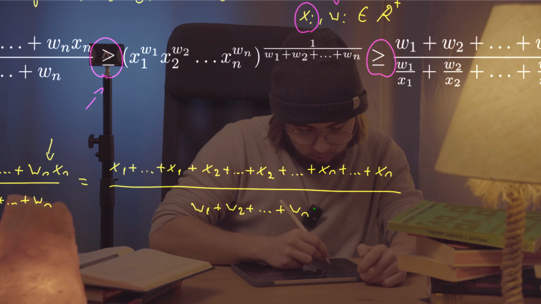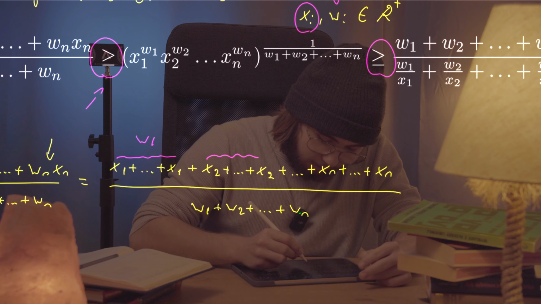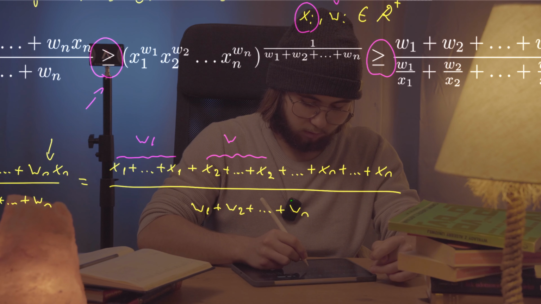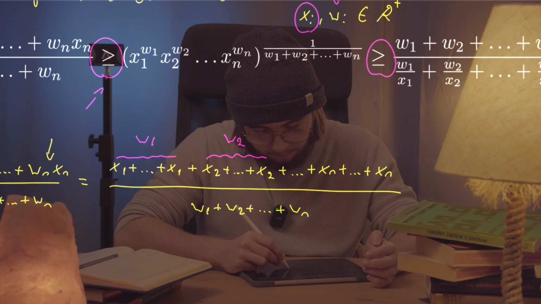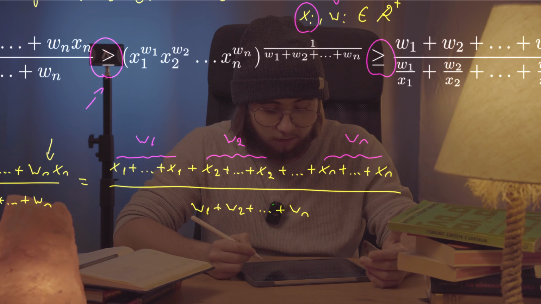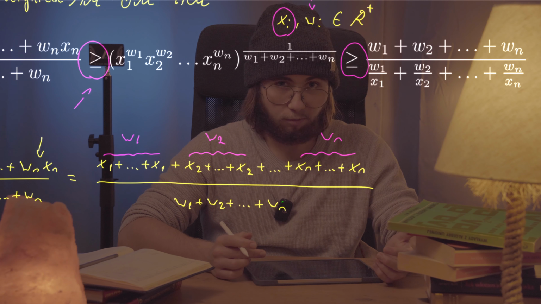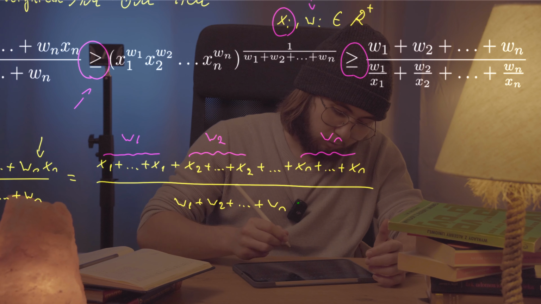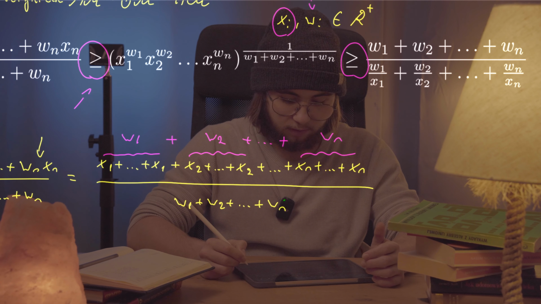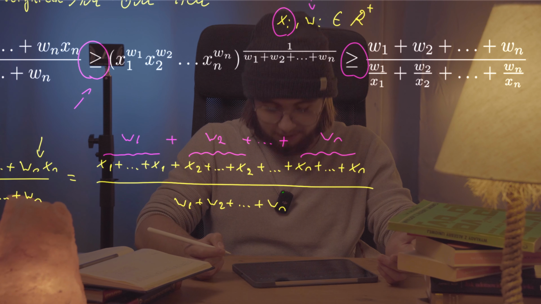However, now we will have w1 of those x1s, w2 of those x2s, and wn of those xn's. So what we can actually do here is just apply the regular AM-GM inequality without the problem, because we will have w1 plus w2 plus all the way up to wn numbers in the numerator, and w1 plus w2 up to wn in the denominator.